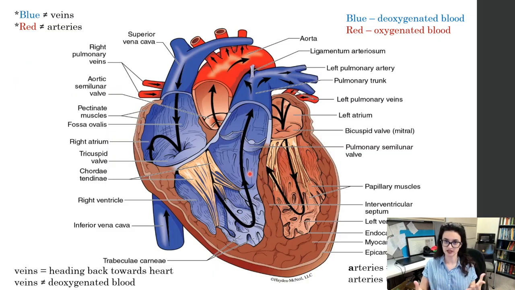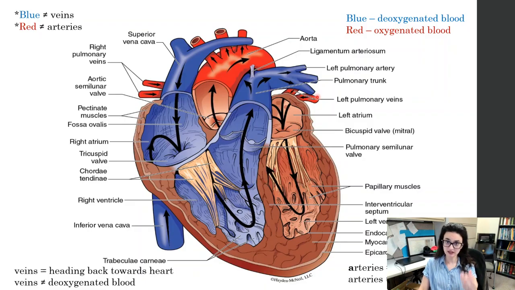So we went to the lungs, we got our oxygen. We now are bringing it back to the heart. If we're going back to the heart, are we a vein or an artery? Vein. Veins always head back towards the heart. Now, do we have oxygen in that vein? Yes, because we just got back from the lungs. The lungs gave us oxygen. So we are ready to go. We have oxygen in the blood.